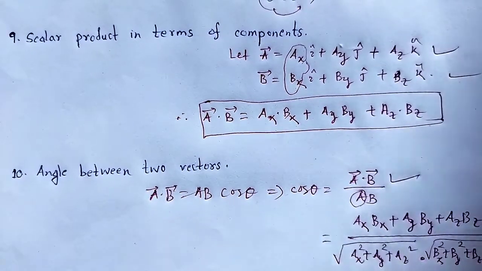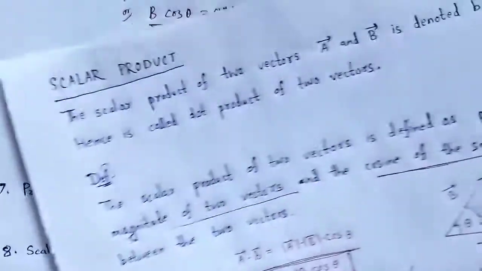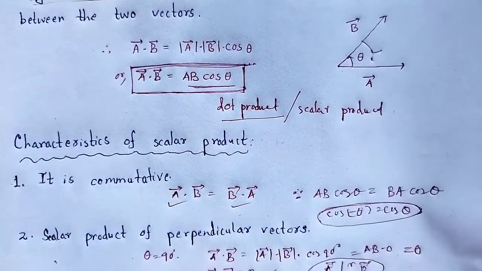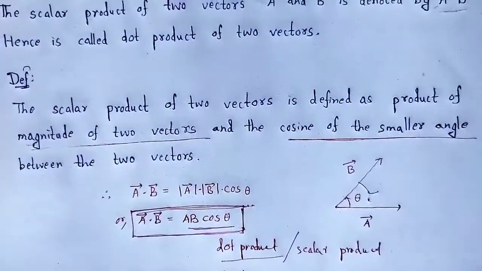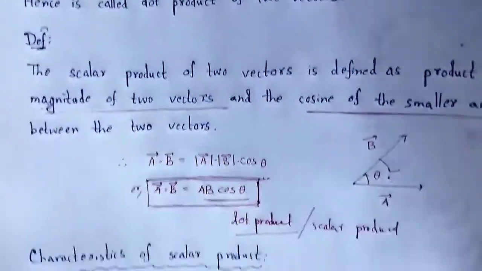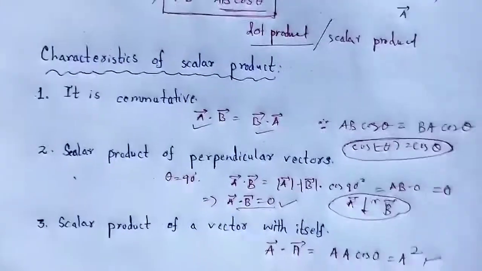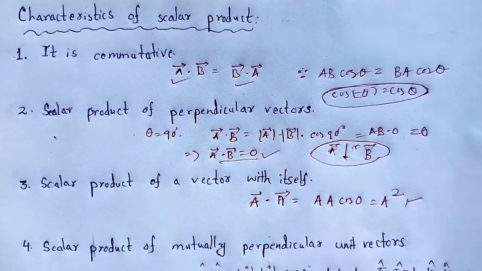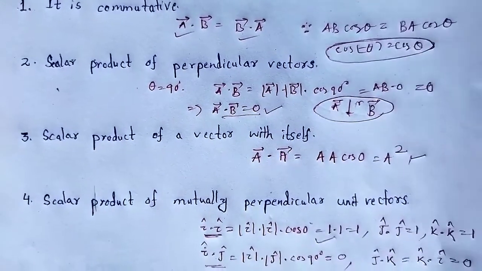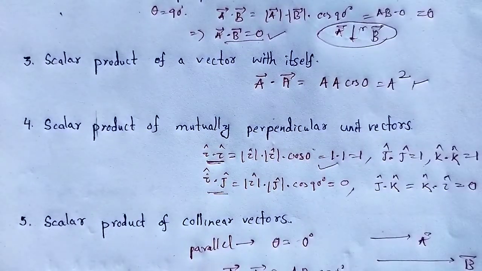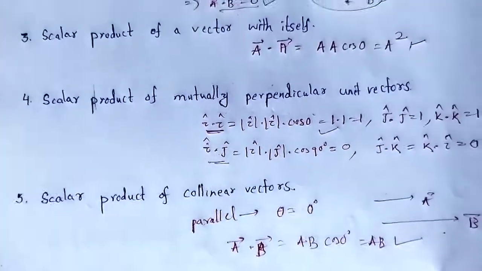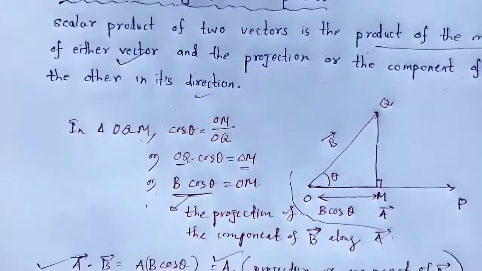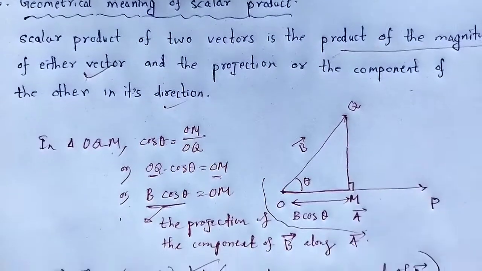So in this way, with the help of this video lecture, we discussed the product of two vectors. One is scalar product and another one is vector product, but in this video we particularly discussed scalar product. We defined the scalar product A dot B is equal to AB cos theta, and some characteristics: it is commutative, the condition when two vectors are perpendicular, the scalar product with itself, mutually orthogonal vectors, the scalar product of collinear vectors, and also the geometrical interpretation of scalar product, that is, what is the geometrical meaning of scalar product.